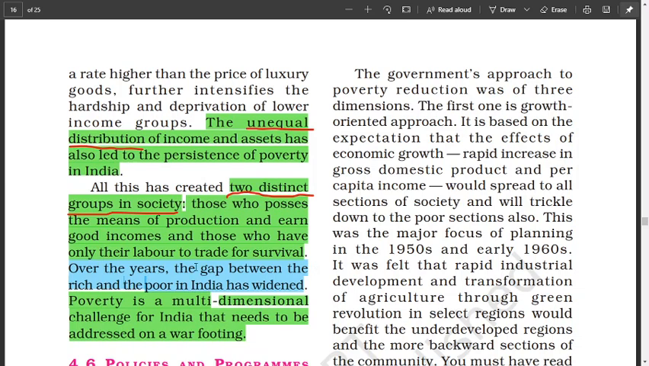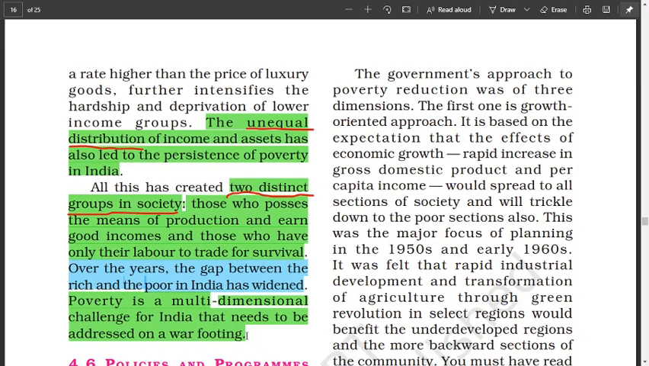So this gap between the rich and the poor keeps on increasing. If we talk about poverty in India, the causes, we understand it's multidimensional. It's not only one cause, one origin of the problem, but the roots of the problem are many, multidimensional for India. To solve and address them, it has to be on a war footing. It has to do more to solve this poverty.